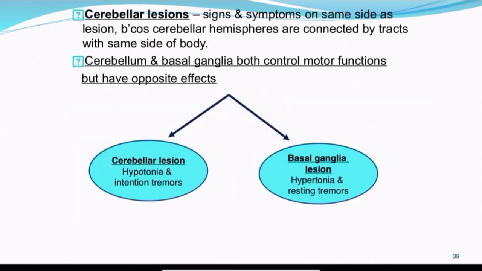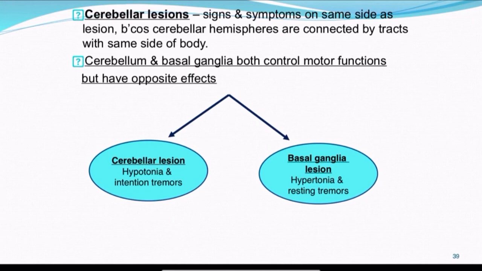Cerebellar lesion signs and symptoms are on the same side, ipsilateral, as the lesion. Whichever side is affected, the same side you have lesions or signs and symptoms on the patient's body as well. Because cerebellar hemispheres are connected by tracts with the same side of the body, they do not cross. These tracts do not cross, so they are on the same side.